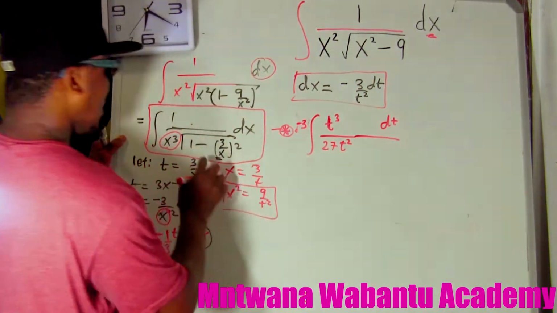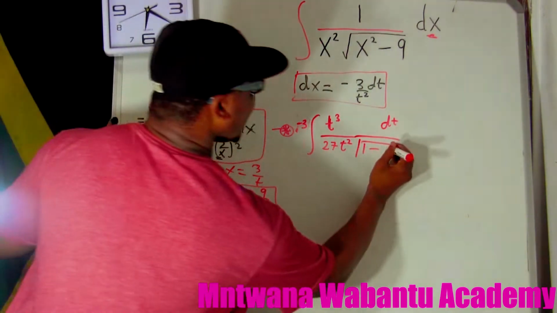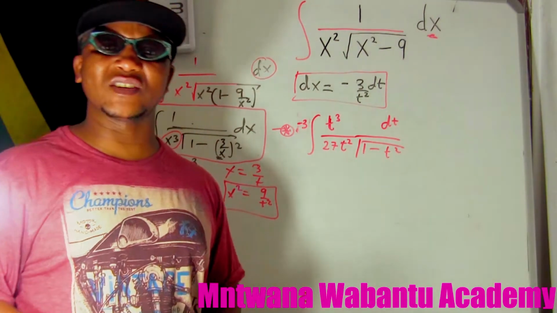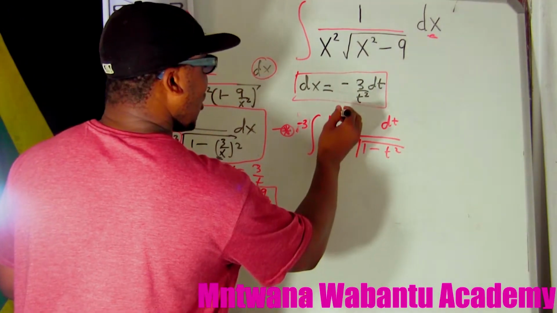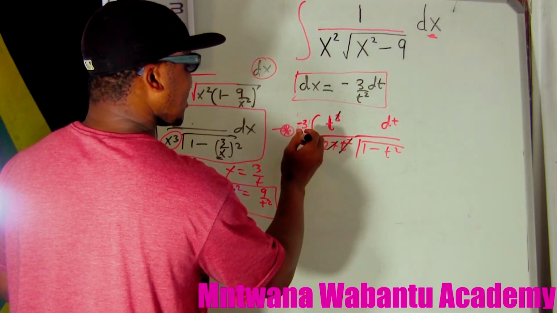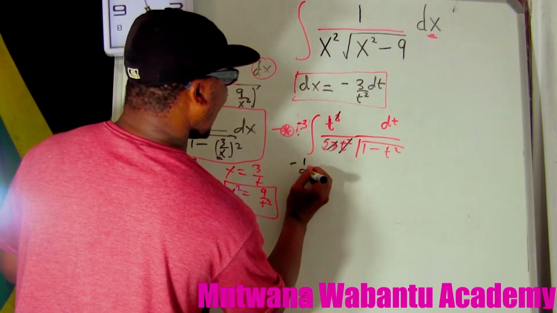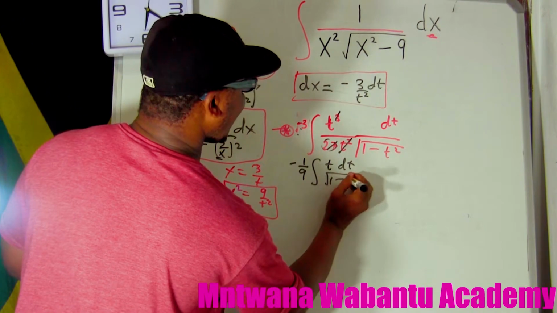And then we have a square root of 1 minus t squared. So now it's the matter of the game of simplification. It's easy. I'll just simply say 2t go and 2t go, and 27, you can just simply go to the back. So negative 3 divided by 27 equals negative 1 over 9. So negative 1 over 9 integral t dt, and then here I'm left with 1 minus t squared.